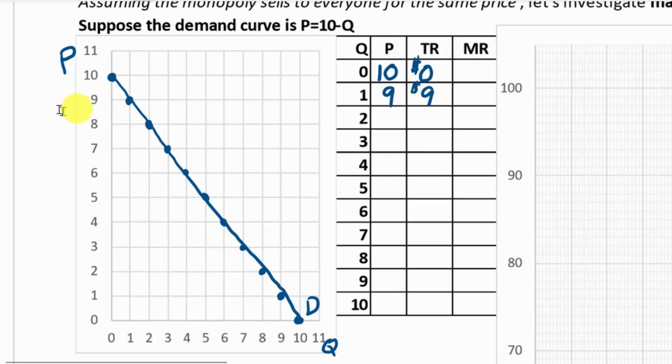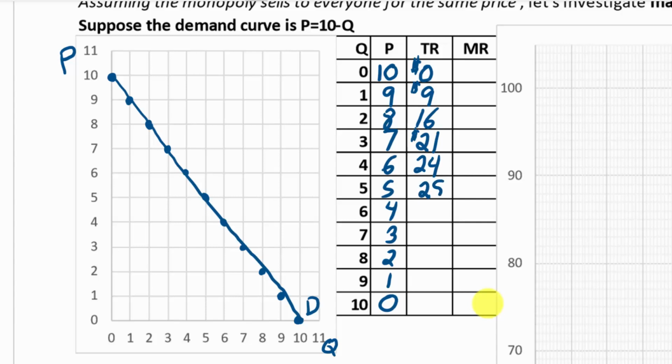All right, and because this is a simple relationship, we know that every time they want to sell another unit, they want to lower their price by 1. So we have 8, 7, 6, 5, 4, 3, 2, and 1, and 0. If we give these things away for $0, we could give away 10 of them. That would be the quantity demanded. And we're just going to multiply the price times the quantity here. 2 times 8 would be $16 in total revenue. 3 times 7, $21 in total revenue. 24, 25, 24, 21, 16, 9, and $0 in total revenue.